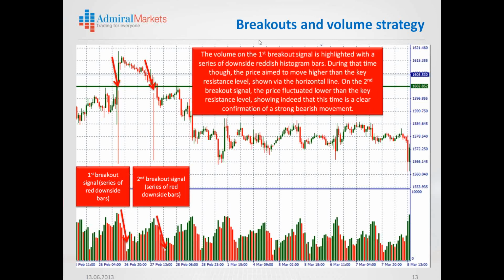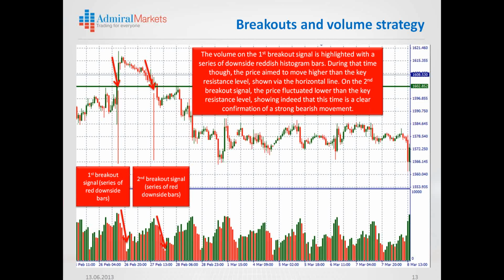Yeah. And the second breakout signal, you see, there is a series of red downside bars. We see that it is in complete correlation with previous sellers. So you just watch this now. The volume on the first breakout signal is highlighted with a series of downside reddish histogram bars. You can see that on the chart. During that time, the price aimed to move higher than the key resistance level, and that is shown by our horizontal line. That is a key resistance level.